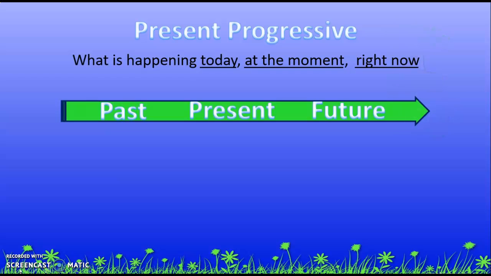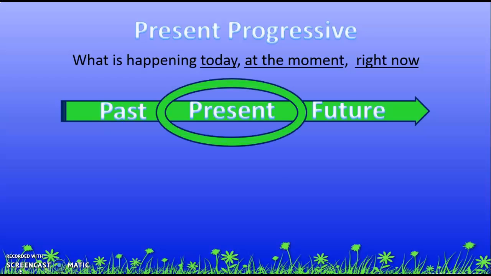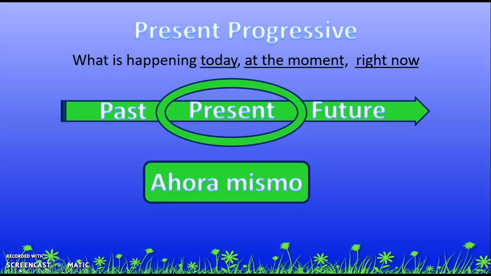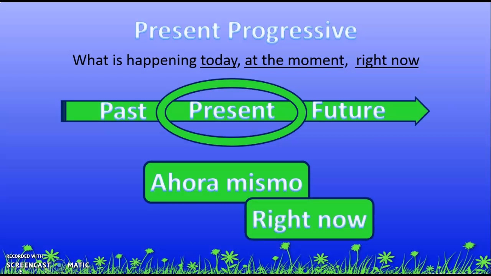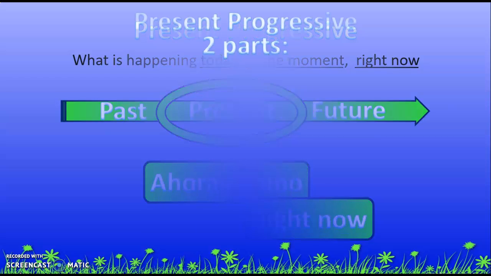The present progressive is what is happening today, at the moment, or right now in the present. In Spanish, you would say ahora mismo. In English, right now. So we're going to talk about activities that are ongoing right now.